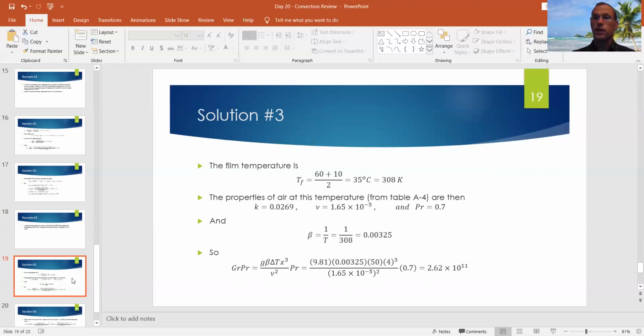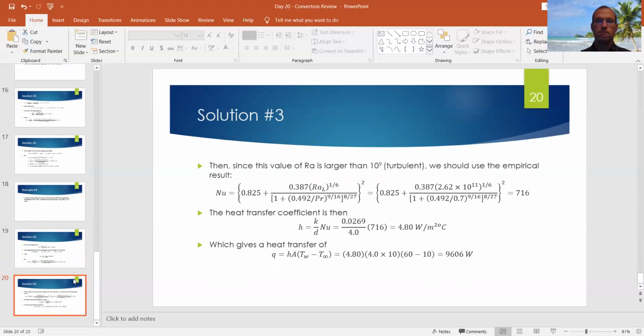For the free convection case, there are laminar and turbulent situations. That is again defined by this Rayleigh number, Gr Pr. Anything less than 10 to the 9th is laminar, greater than 10 to the 9th is turbulent. So this is greater than that. So this falls in the turbulent regime.